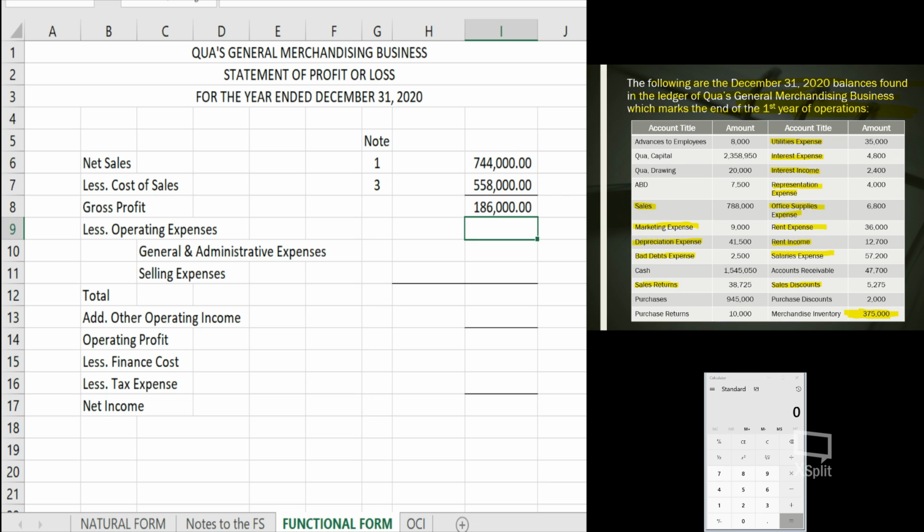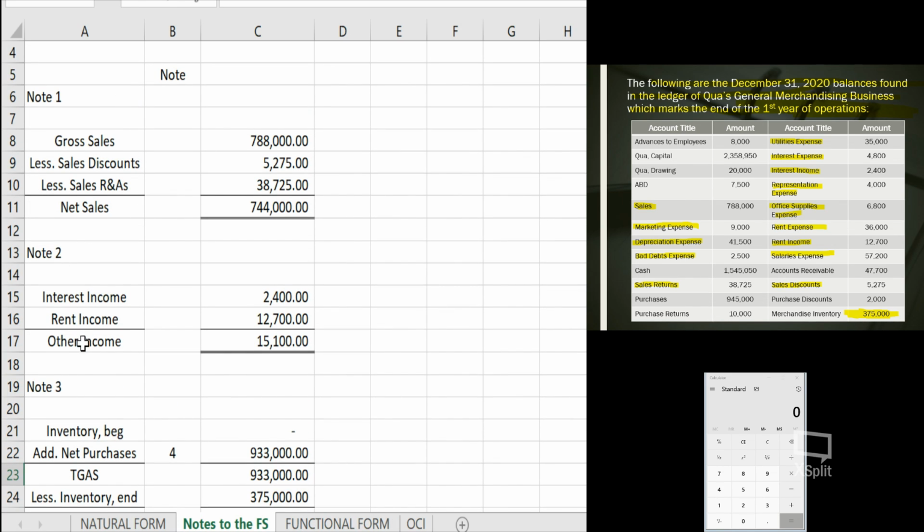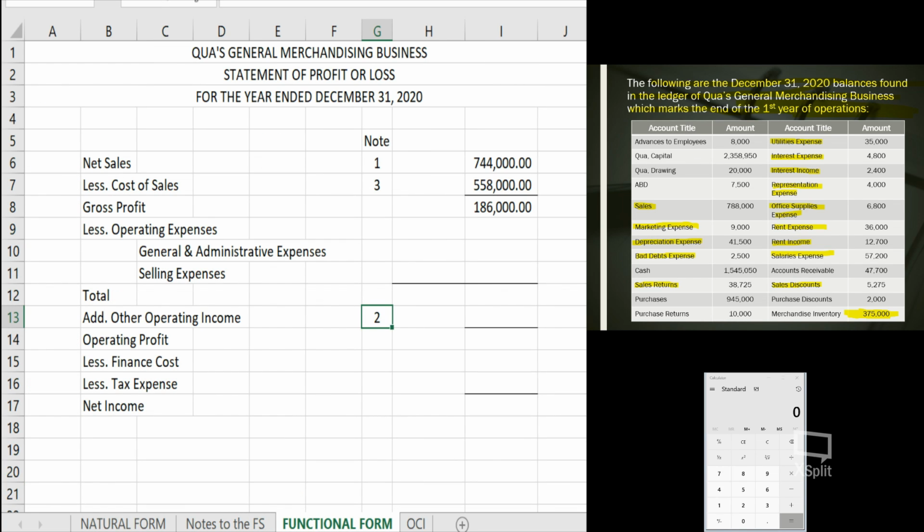So our gross profit will then be 186,000. Now, we have to, okay, ano pa ba to? Other operating income. Ito kasi kailangan na natin tong isolve further. We need to solve for this. Oh, yung other operating income, other income lang to. So this one can be found in, solve na natin to kanina, note number 2. Yan yung 15,100.